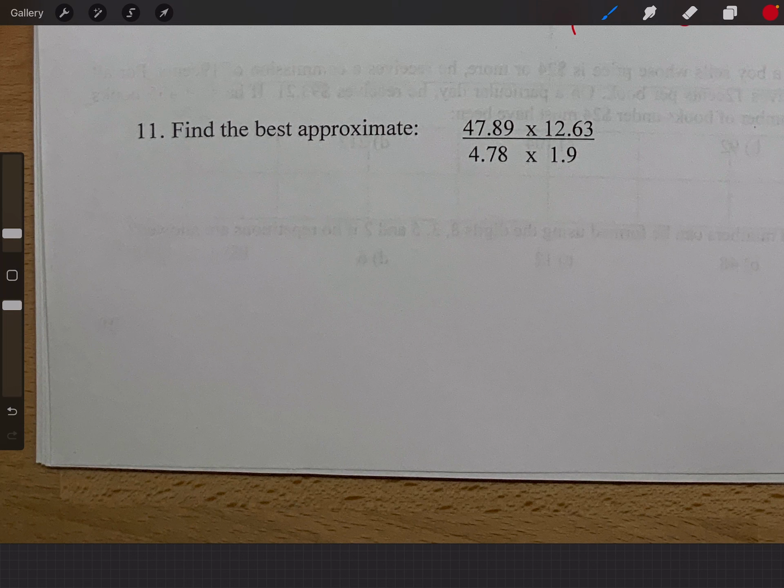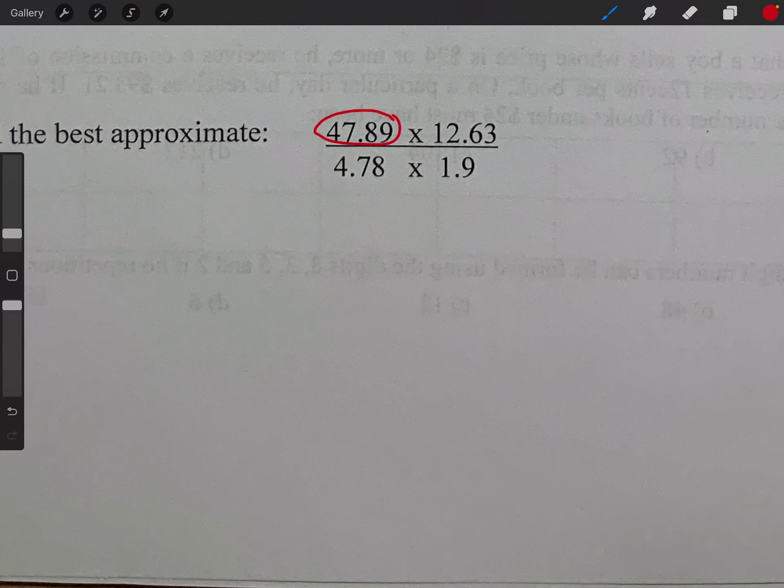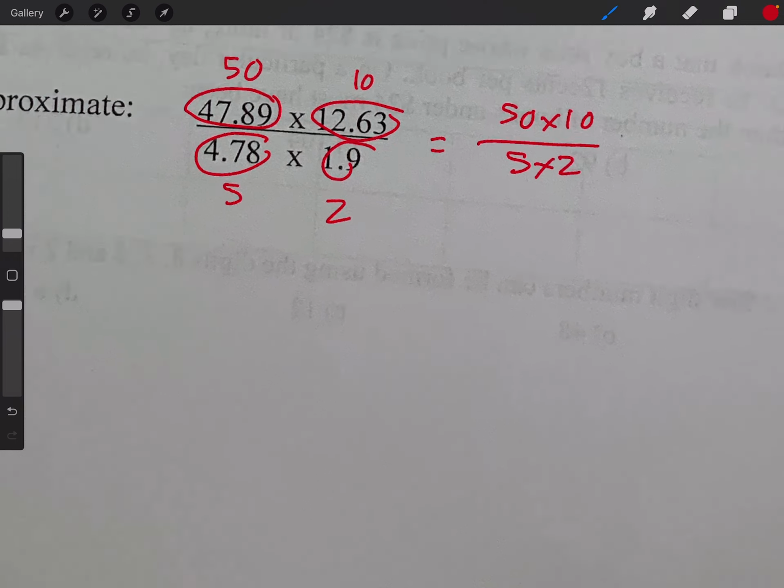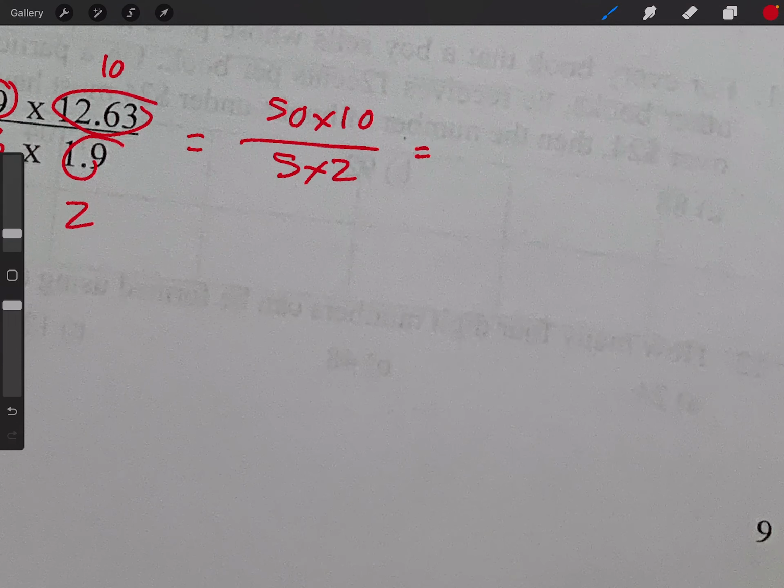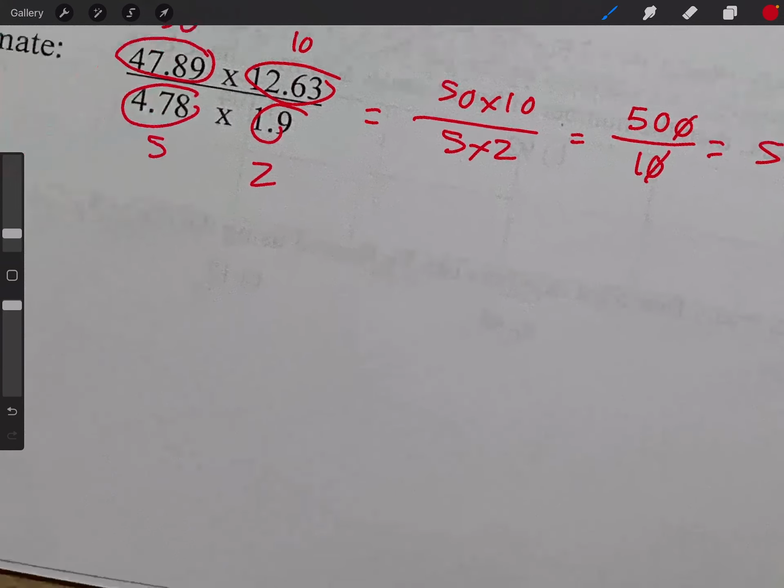Find the best approximate. So let's make this, I don't know, 50. This one can be 10. This one can be 5, and this one can be 2. So 50 times 10 over 5 times 2. This will be 500 over 10. That's just 50. So the answer is 50.